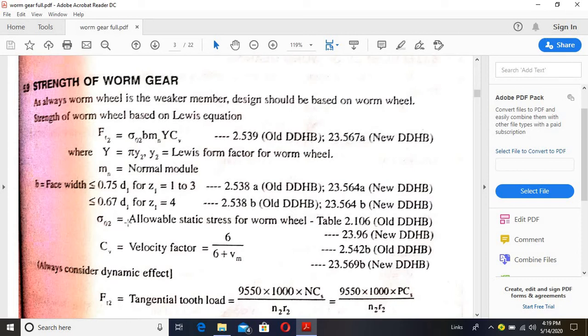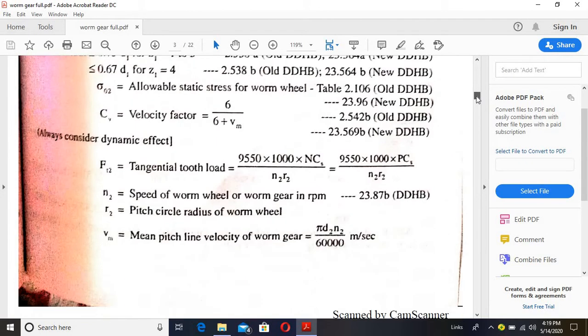Next, sigma naught 2 is equal to the allowable static stress of the worm wheel. If the material is not given, we get it from the table, equation 23.96. Next, Cv, the velocity factor, is 6 divided by 6 plus Vm, always we are taking that. We are not depending upon the velocity, directly we are taking the velocity factor as 6 divided by 6 plus Vm. From table 23.96 you take the worm material, and from this equation you get the velocity factor.